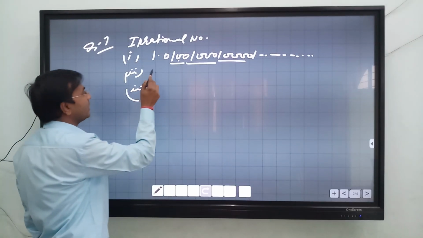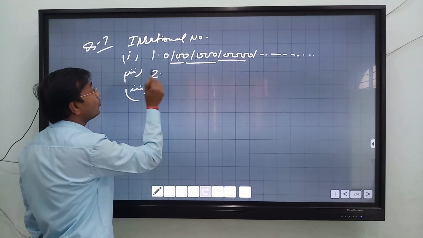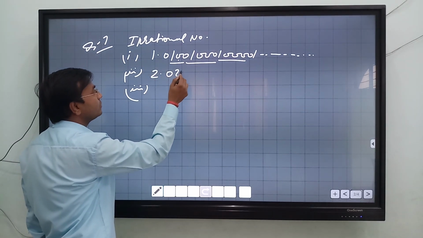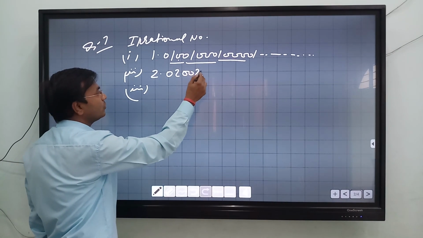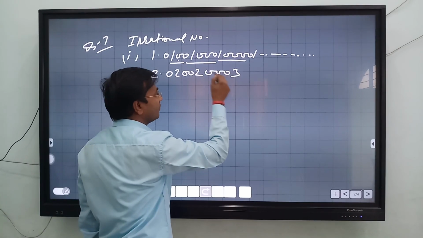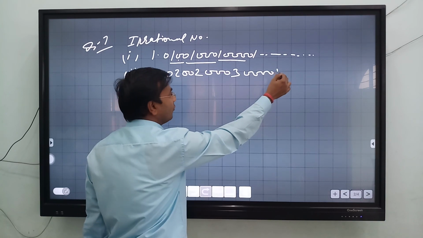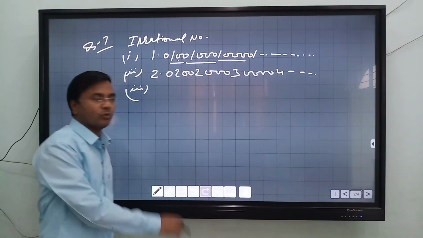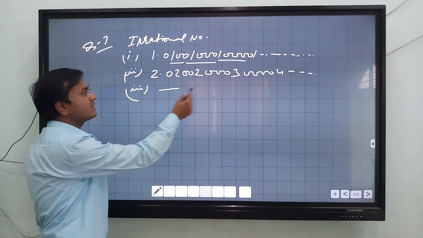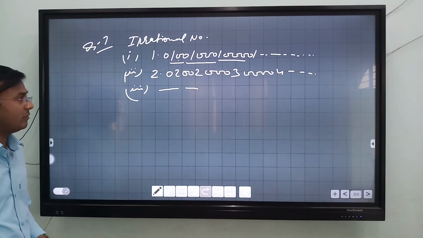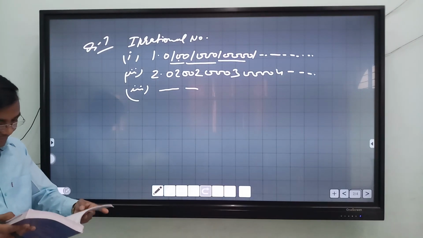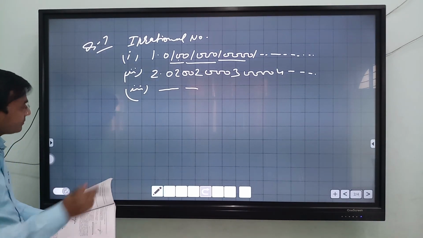It means no set of digits is repeating. Same as another example, you can say 2 point something, 2.02, then 002, and you may even change the number 3 I have taken, then 404, and so on. So write any numbers, okay. Same as the third, you can write all your examples of irrational numbers.